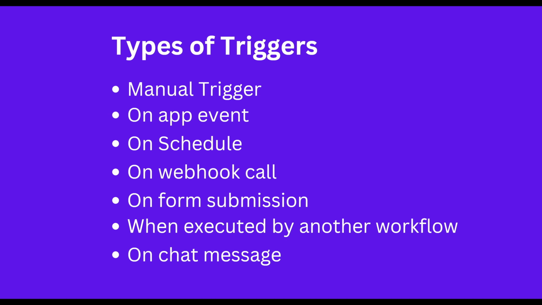Next is form submission. n8n can produce a form and we'll get a shareable link. When someone submits that form, that can trigger the workflow. Next one is executed by another workflow. So we can make another workflow a trigger for this workflow. Then on chat message, as the name indicates, we can generate a chat console, and when we enter a chat message, it will trigger the workflow. So these are the different types of triggers available in n8n.